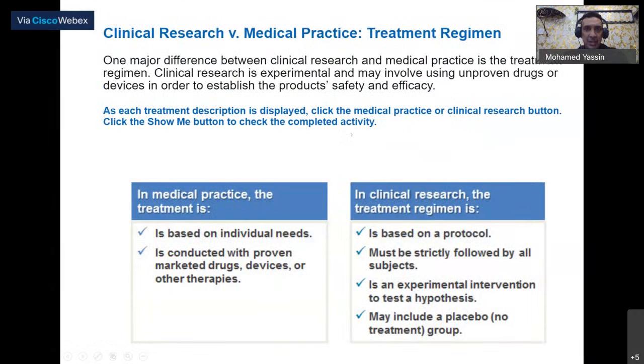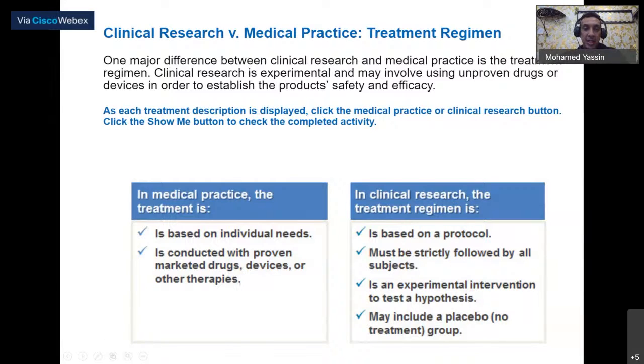So if we want to summarize this initial slide, we can say that medical practice is based on individual needs, and it is conducted with proven marketed drugs, devices, or other therapies. For the first point, based on individual needs, you know that we are in the era of personalized medicine, where each category of disease is personalized, and each patient is looked at as a unique patient. So you have to tailor your treatment according to the patient. And the second point is that it's conducted with proven marketed drugs, devices, or other therapy.